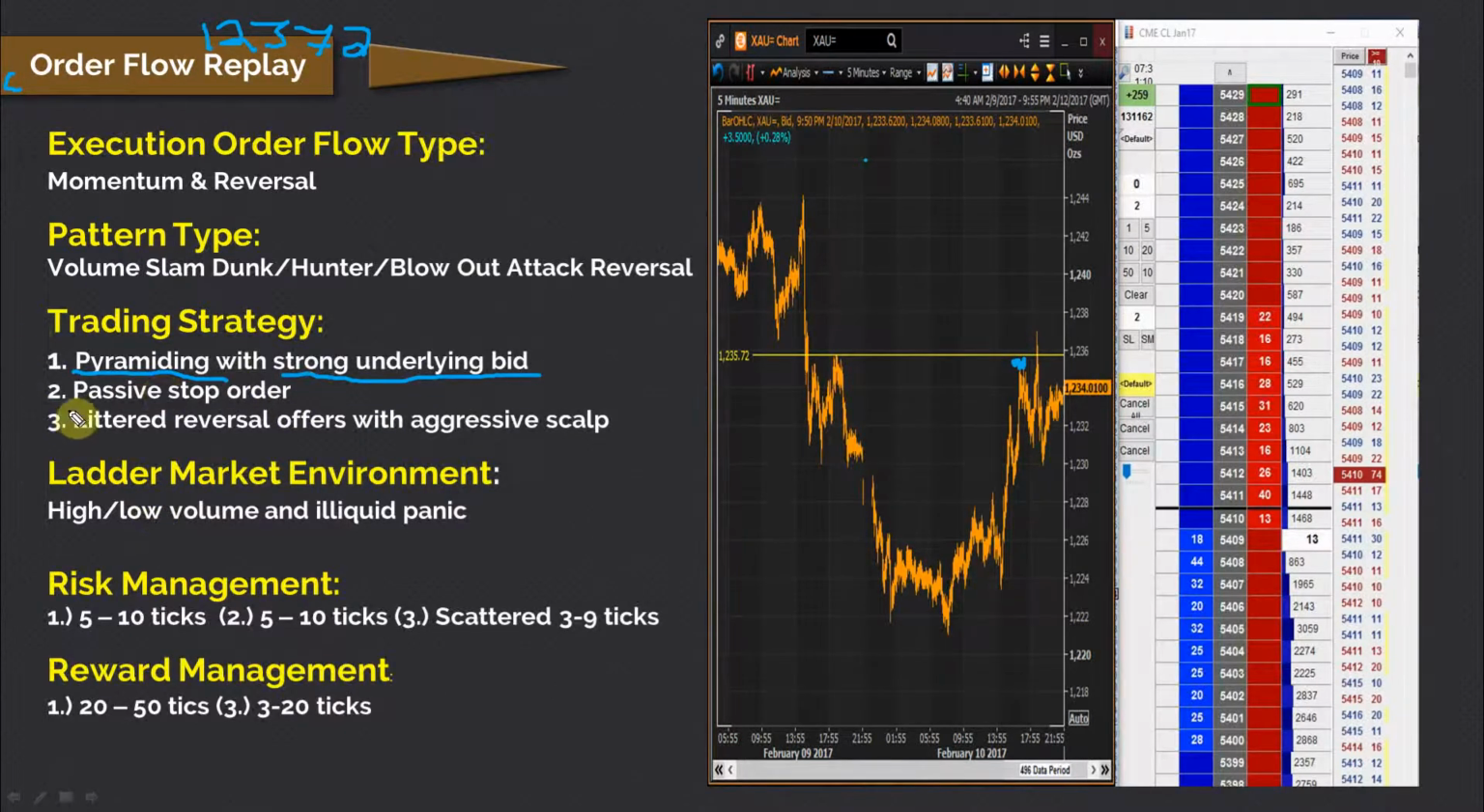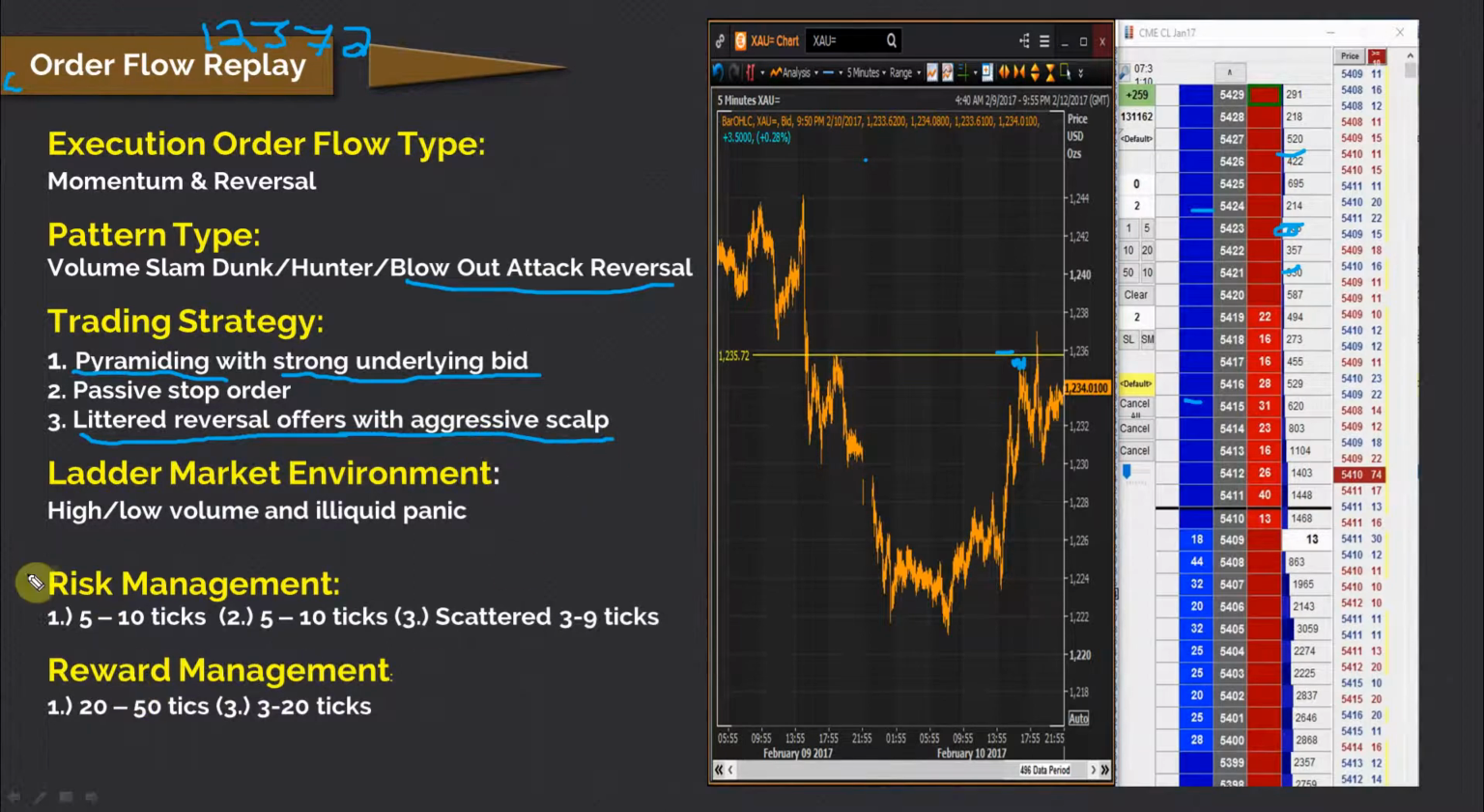Then the second type of strategy is a passive stop order. So you're just putting an order just at the market. We showed that in one of our previous stop trades. And then there's the reversal, the blowout attack reversal. So as the market pops out, you then litter some reversal offers. So you litter the order book. So you put an offer over here, an offer over there, an offer over there. You get filled on some, you take a couple of ticks there, you take more ticks on that order over here, and that's how you're executing on this trade.